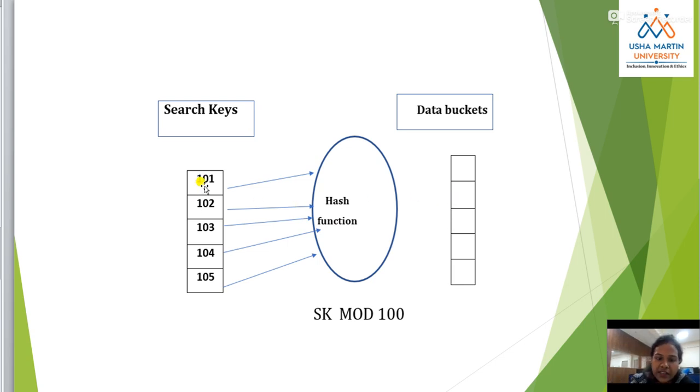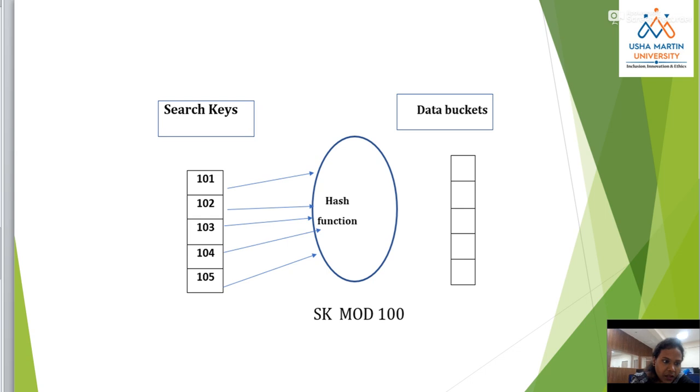Suppose the search key is 101. Search key 101 mod 10, the answer is 1, so we store the data in data block number 1. Suppose these are data blocks number 0, 1, 2, 3, 4. Now let's calculate 102 mod 10, the value is 2, so we store the data in data block number 2. Likewise 3, 4 and 5. This way we store the data in the data records.